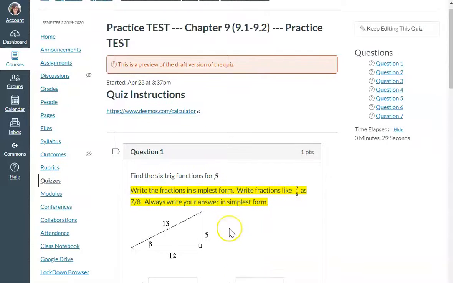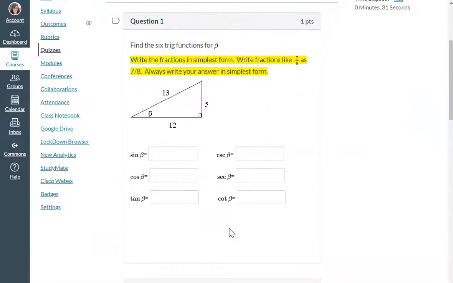So today I am going through the practice test. Question number 1 wants me to write the 6 trig functions for beta, and it wants me to write them in simplest form if possible. Remember, sine is opposite over hypotenuse. My 5 is my opposite angle. My hypotenuse is 13. Cosecant flips my sine.